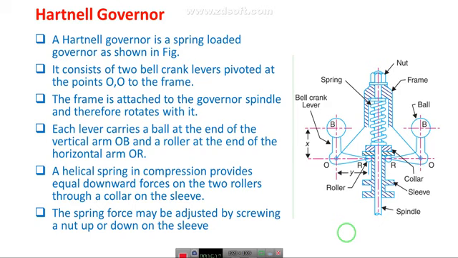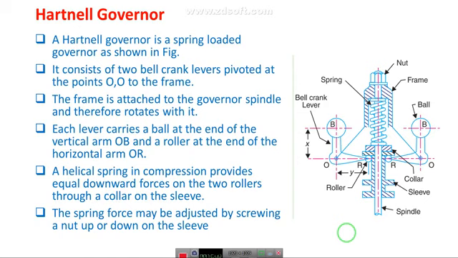And coming to this Hartnell governor, which comes under the spring-loaded category, it consists of two bell crank levers pivoted at the points O' and O to the frame. The frame is attached to the governor spindle and therefore rotates with it. Each lever carries a ball at the end of the vertical arm OB and a roller at the end of the horizontal arm OR.